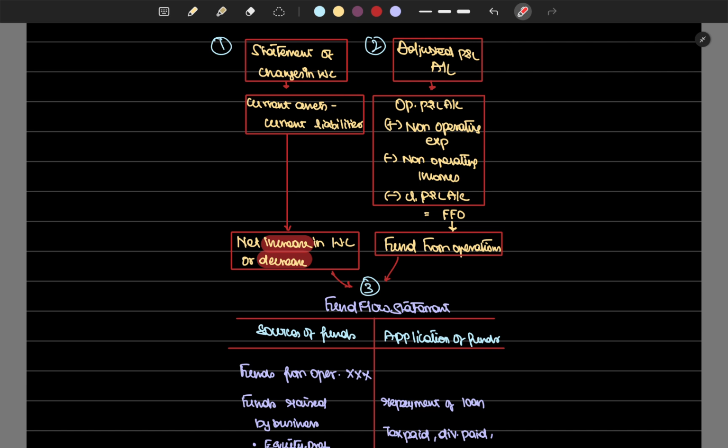Then the adjusted P&L is just like how we find out the cash flow from operations. There we take only the cash related items, but here we are removing the items which are not operating incomes. We are going to deduct the non-operating incomes and add back the non-operating expenses. Why we are doing this is to know the fund flow from operations. This is not cash flow from operations. Cash flow means only the cash items take place, but fund flow from operations does not think about the cash flow. It just thinks about the fund flow from operations.